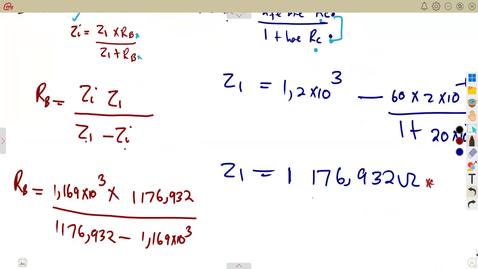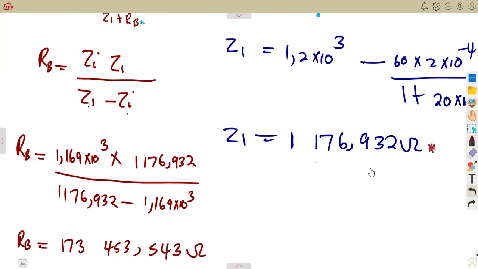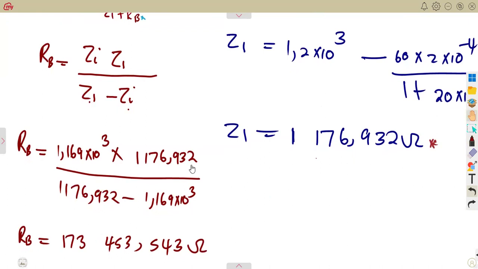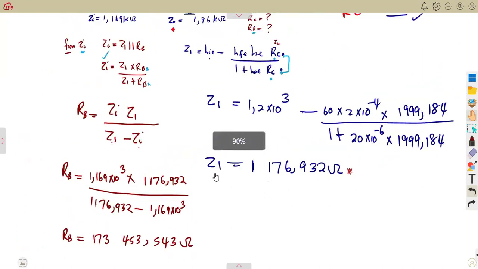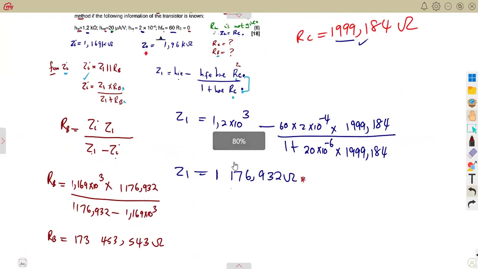This was going to give us the value of RB, which is our base resistance that is affecting the whole part of the base, which is 173,453,543 ohms. So just like that, you can even convert to kilo ohms, divide by 1,000. It's up to you. You can just leave it like that. So this is how questions can be like.